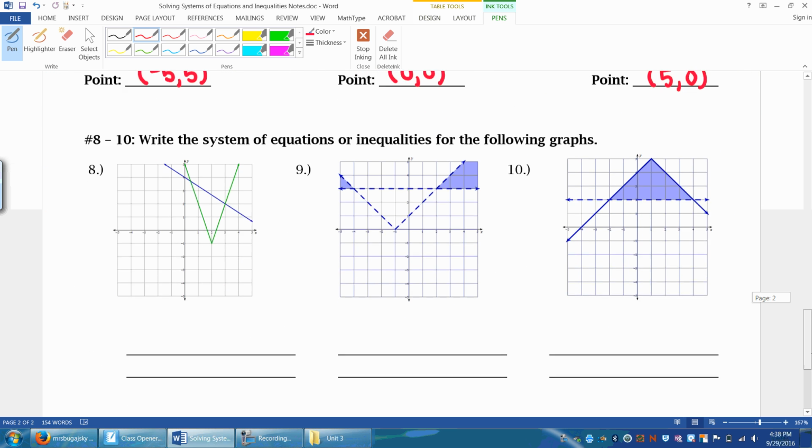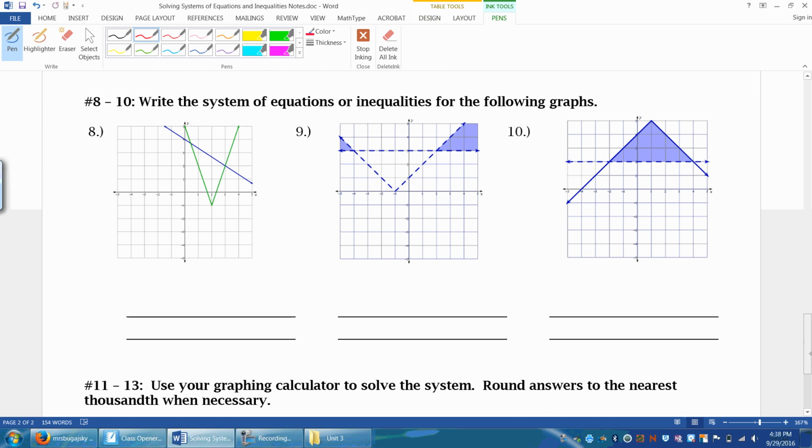Last part, you need to be able to write the system as well. So if I look at the green graph here, the vertex is at 2, comma, -1. That means that it moved to the right 2 spaces, so I'm going to put an x minus 2 in the absolute value and down 1 space. The multiplier is up 3 spaces and to the right 1 space. I'm going to give it an f of x, and it's not shaded, so it's an equal to.